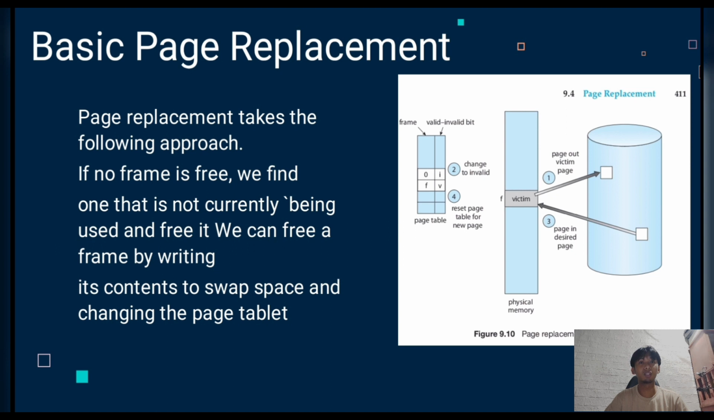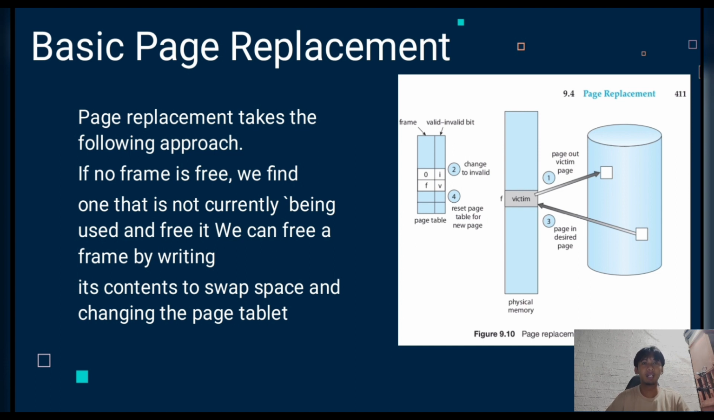So we have four steps. First is to find the location of the desired page on the disk. Second is to find a free frame. Third is to read the desired page into the newly freed frame and change the page and frame tables. And the fourth one is to continue the user process from where the page fault occurred.